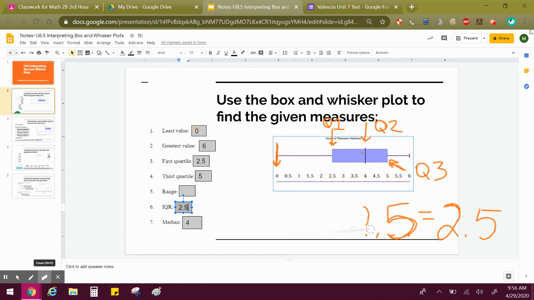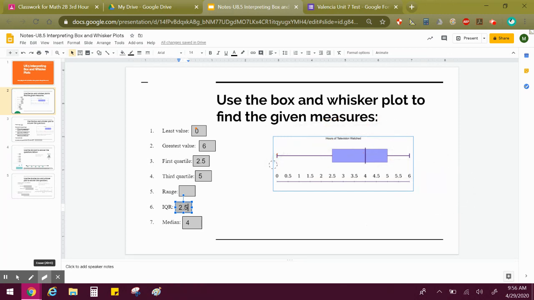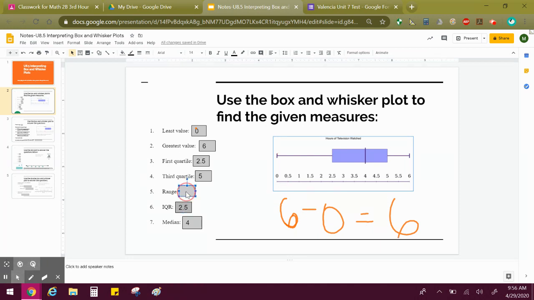The IQR is the interquartile range, the range within the quartiles. The range, if it just says range, we're talking about the whole data set. So how far is it from the least value to the greatest value? I'm just going to erase this, get rid of some of that noise. So from the biggest value, which is 6, to my smallest value, which is 0, that means the data ranges over 6. Over 6 hours specifically. Okay, so that's it. We use the box and whisker plot to find this information.